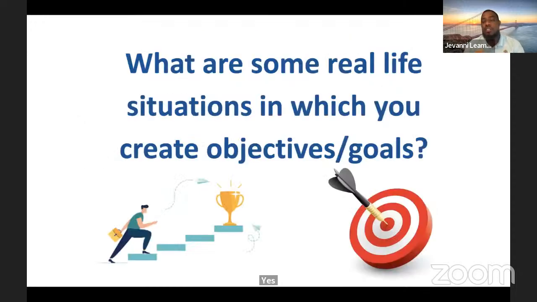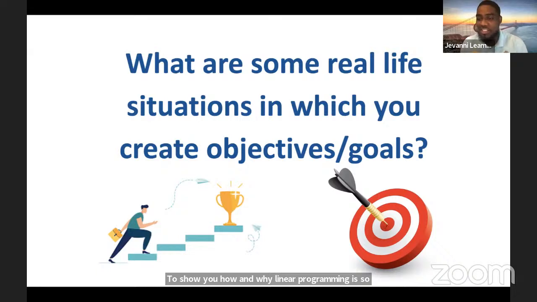So what are some real life situations in which we need to create our objectives or our goals? Money, oh, money. Okay. All right. So what would be your goal in a certain situation? We have three scenarios, and we'll be going through them to show you how and why linear programming is so important in maximizing or minimizing one's business or corporation. All right. So let's start.